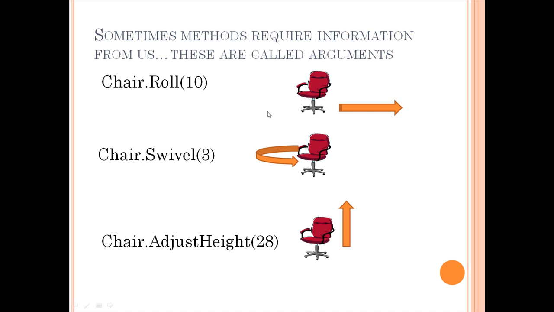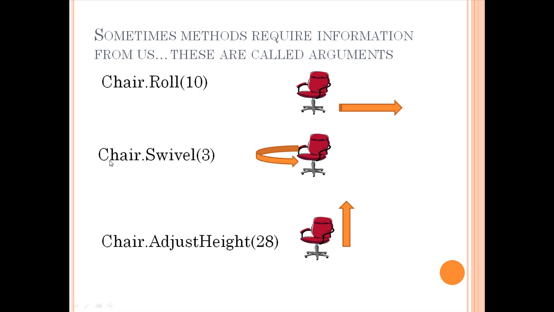Okay. The thing about methods, though, is sometimes they require additional information from us. So, for example, if I wanted that chair to roll 10 feet across the room, I might type chair.roll and then provide a 10, which is that additional piece of information that the method needs to do its job. And when you provide an additional piece of information to the method in order for it to do its job, that thing is called an argument. So I'm calling the roll method of the chair object, and I'm providing an argument of 10.